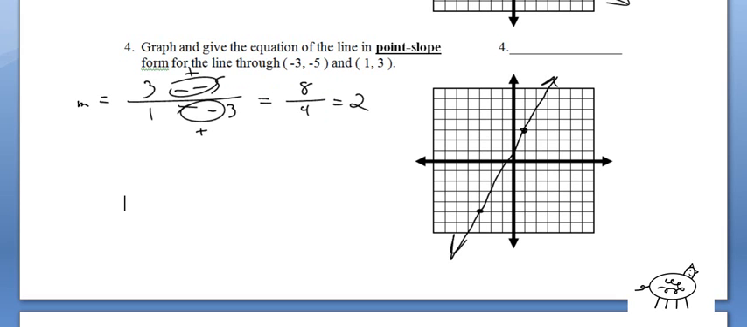So let's just for the heck of it, let's just check it. We go up 2 over 1, up 2 over 1, up 2 over 1, up 2 over 1. Okay, so that was good. And then I asked you for point slope form, so that's really easy. I actually have two answers, right? I can say y plus 5 is equal to 2 times x plus 3. Or I can say y minus 3 equals 2 times x minus 1. One of those two would work.